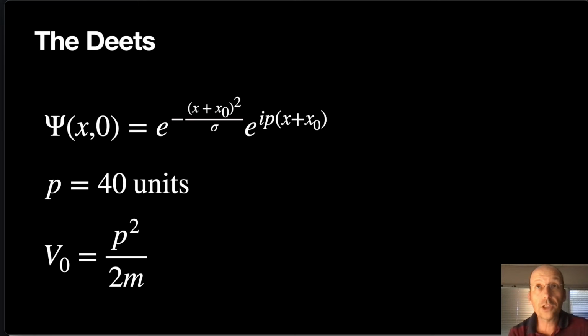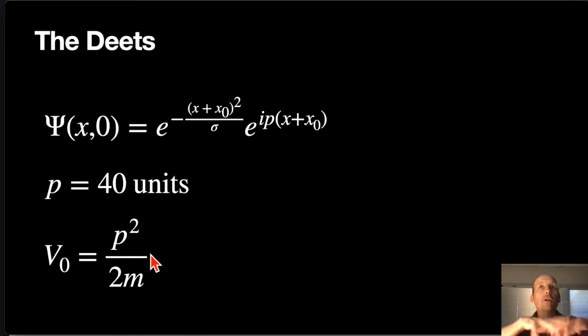Okay. So here are the details I'm going to start with. This is my initial wave function because I want a pulse that moves to the side. You'll notice something here: this is like a Gaussian distribution, x minus x0 squared, where x0 is the initial position. Sigma is the width of the distribution. This does not depend on time, but it is a complex number. We have e to the i p times (x plus x0), and p is the momentum. I'm going to use p as 40.